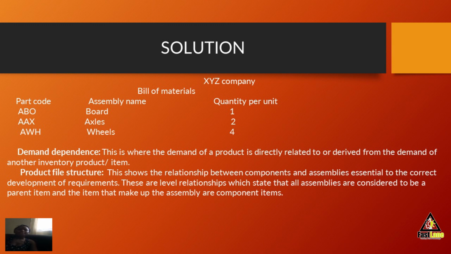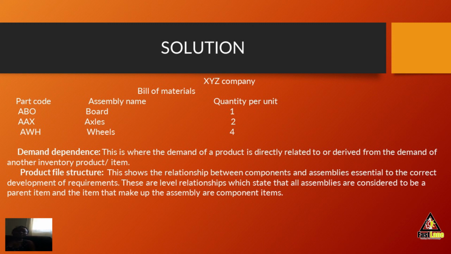What is demand dependency? Demand dependency is where the demand of the product is derived from or is related to the demand for another inventory product or item. Demand dependency, because as we said, the final product is got from the raw materials, the components, and assemblies. That means the demand for the components is derived from the demand for the finished product. That's what we call demand dependency in production.